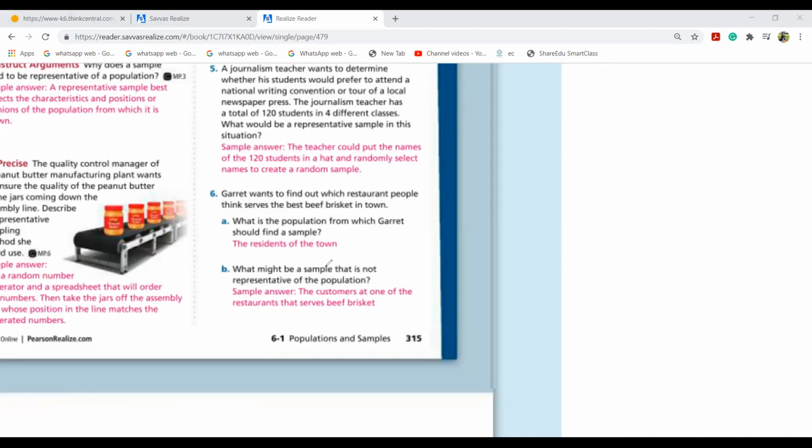And how will he know the sample? The customers at one of the restaurants that serves beef brisket. He will see the customers. How many customers are there? Those are the representatives. But all of the town is the population. Population means all of the town, that is the residents of the town. And sample means the customers only are the samples.